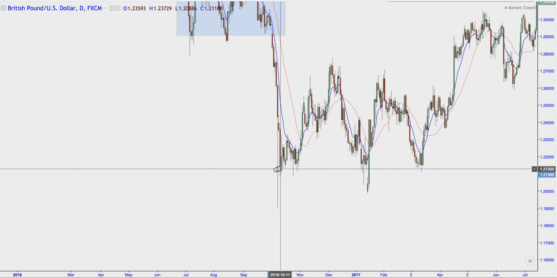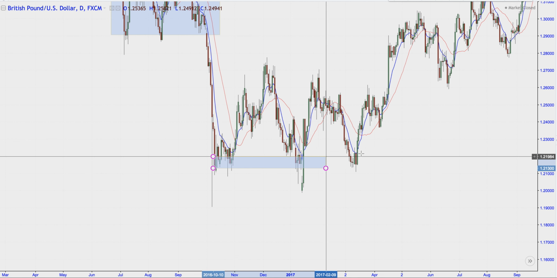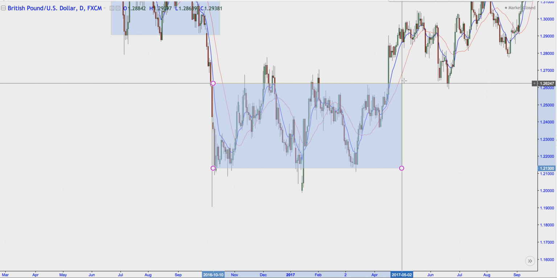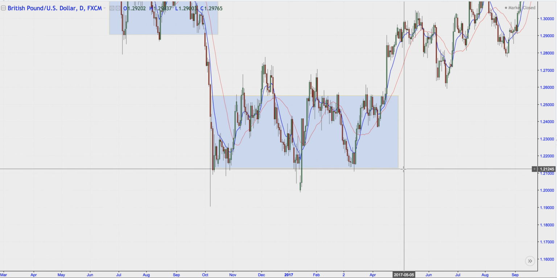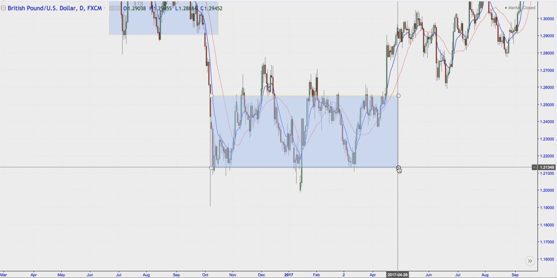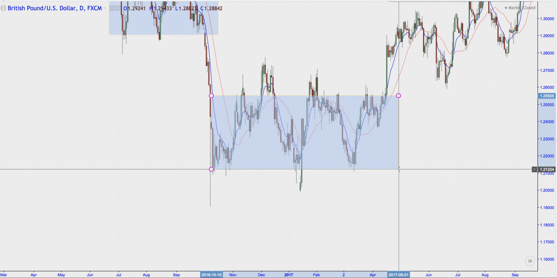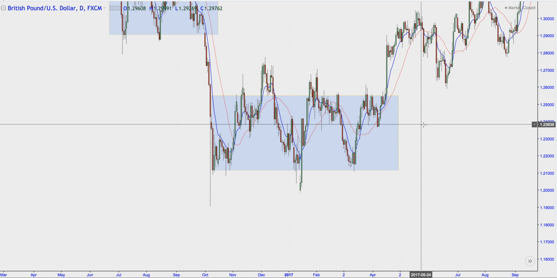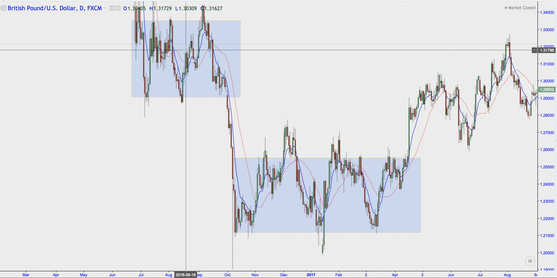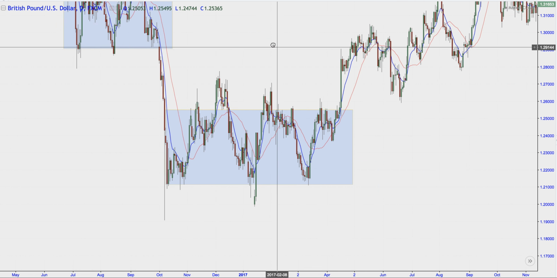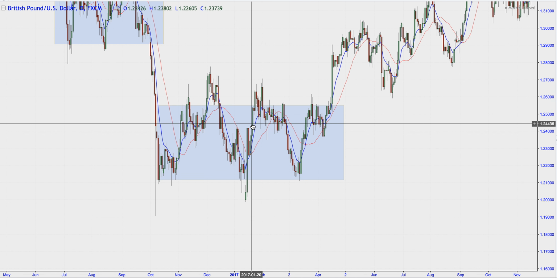So roughly around there. And then it was trapped within this range. I'm going to go ahead and draw the top of this range around 1.22500, so roughly there. So 1.2100, just roughly there, all the way up to 1.25500. So if you actually do your maths, this was a 450 pip range. Believe it or not, an exact 450 pip range.